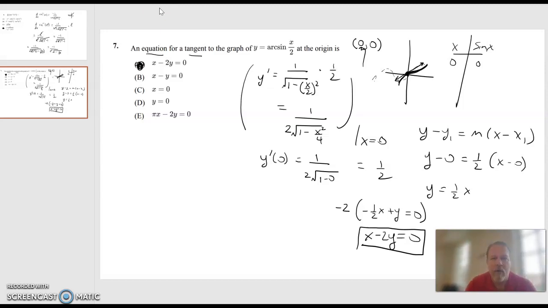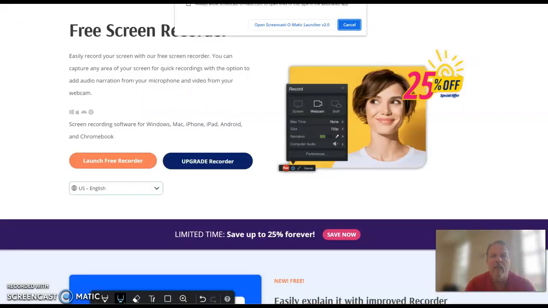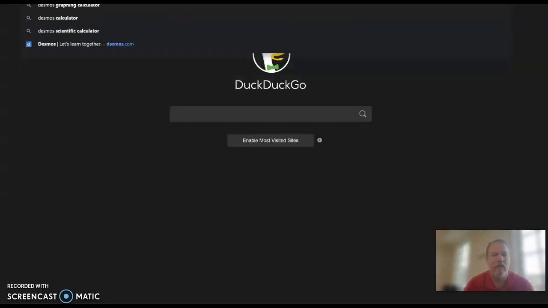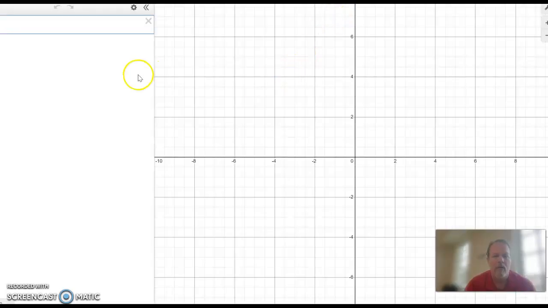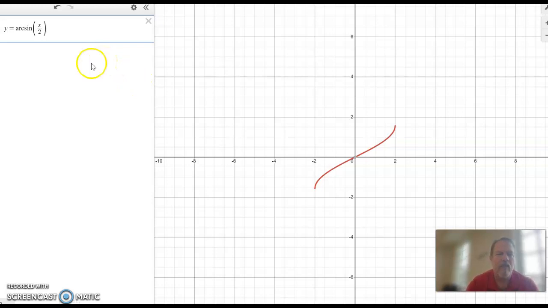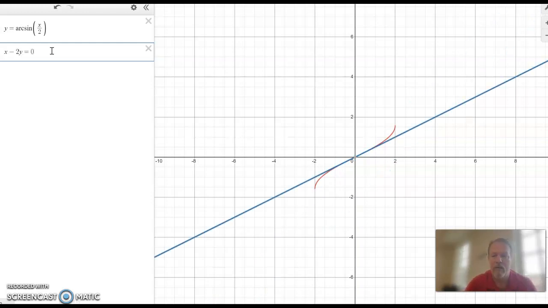And real quick, let's look at Desmos, arc sine of x over 2 and x minus 2y equals 0. Let's look at Desmos real quick. And y equals arc sine of x over 2. That's how it graphs, kind of how I sketched it. And the tangent line was x minus 2y equals 0. And that is the equation of the tangent line. They both go through the point (0, 0).